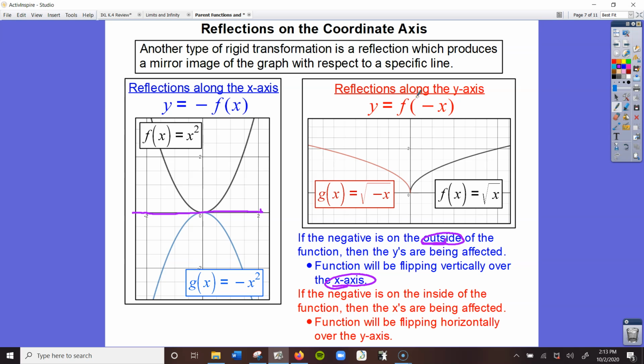Now, if you have your negative on the inside of your function, so for example, your parent function here is the square root of x. And notice that over here, g of x is the square root of negative x. Notice how the negative is on the inside. This means that it is a horizontal reflection. It is flipping side to side. And if it's flipping side to side, it is flipping over the y-axis. So if the negative is on the inside of the function, then the x's are being affected, and it's going to be flipping horizontally, right, over the y-axis.